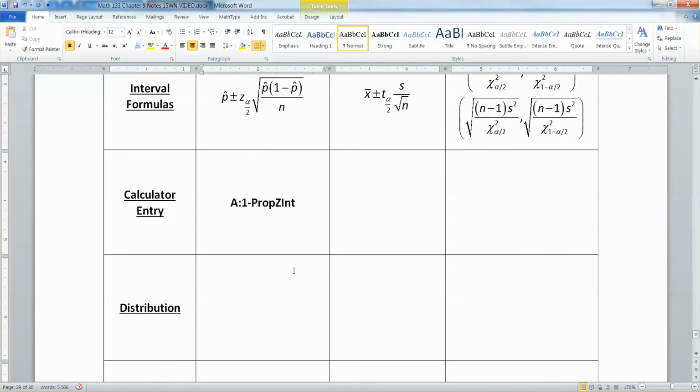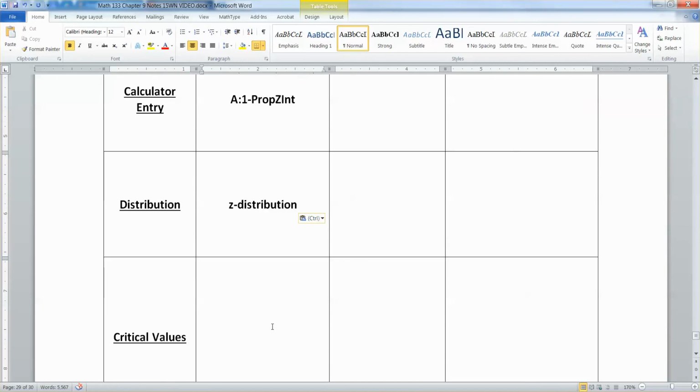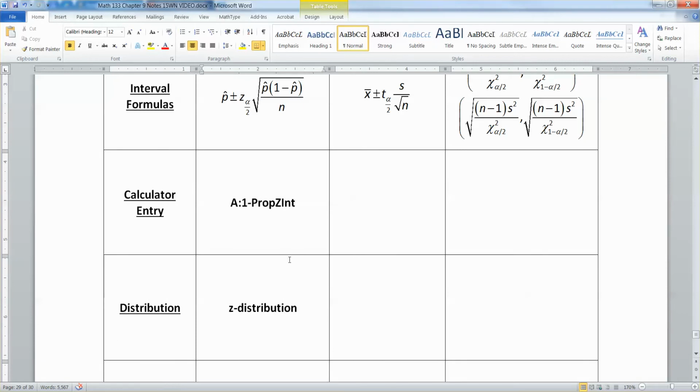Now, what distribution is being used? We can tell from inside there that it's a z value. So since it's a z value, that means you're using the z distribution, funnily enough. And then the critical values, therefore, would be critical z values. And they're right in the formula. They're the plus or minus z alpha over 2 part.